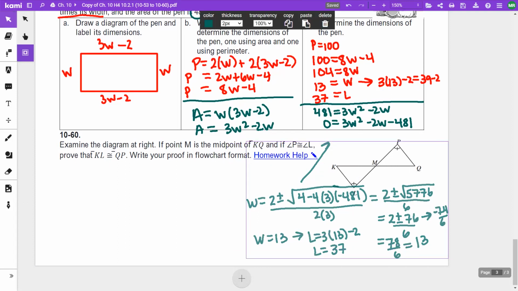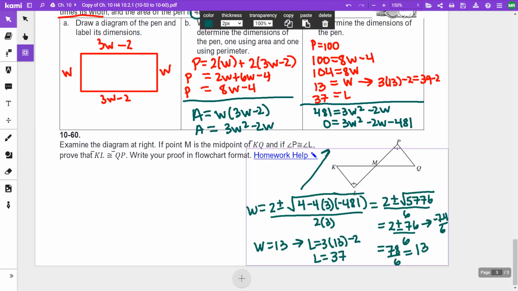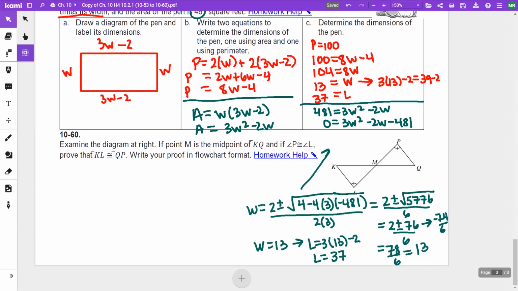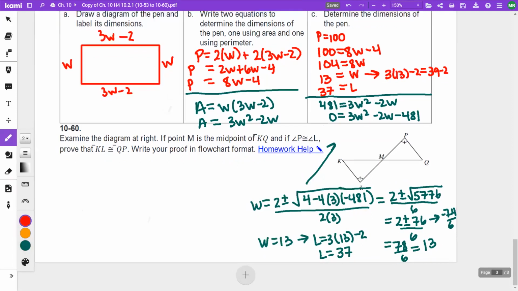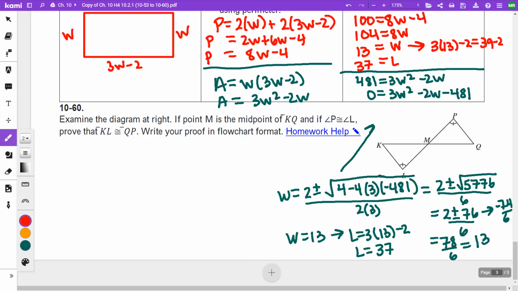Just move this. On 60, they want us to do a proof, okay, a flowchart proof. We know M is the midpoint of K to Q. And we also know that measure of angle P and L are the same. And we want to prove that KL is congruent to KP.